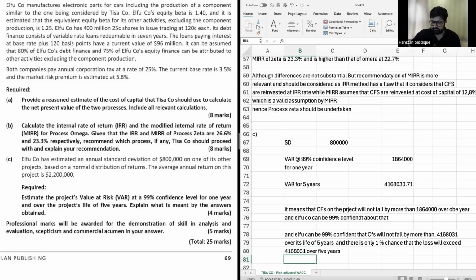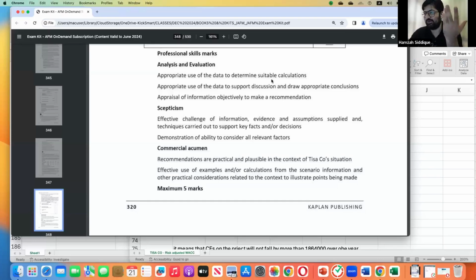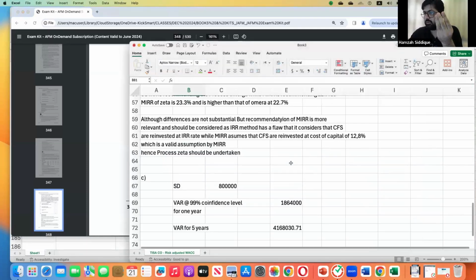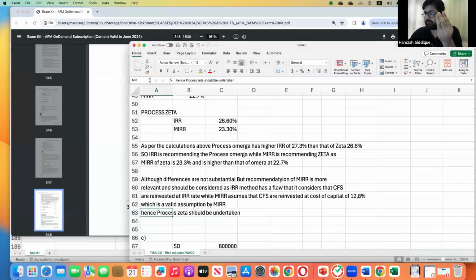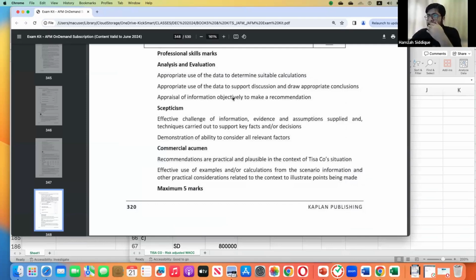Yes. So let me show you how marks are awarded. Let me show you professional marks. Let me open the 5 professional marks. Here, appropriate use of data to determine suitable calculation. Appropriate use of data to support discussion and draw probable conclusion. For example, we drew an appropriate conclusion here. This one, a discussion. Okay. Now, recommendation. Okay. Challenging information and assumptions. There was nothing like this here.